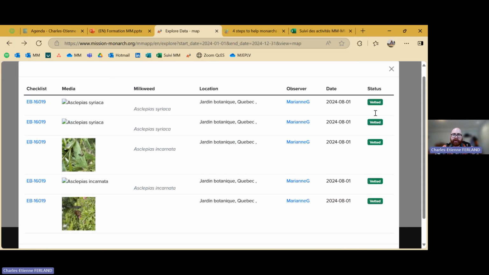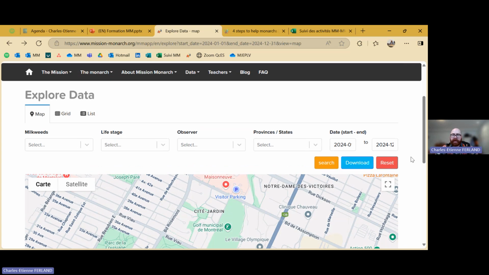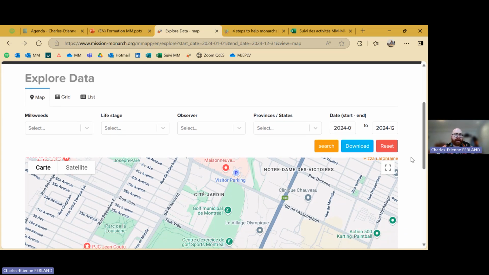You can also download the data set if you like to conduct analyses. Sometimes people who are browsing our database for research purposes, they like to download the data. You should know that it takes a couple minutes for the website to generate the database. So when you hit download, please be patient, go make yourself a cup of tea, and come back a couple minutes later. The download will have started.